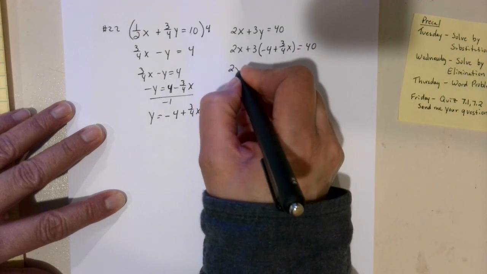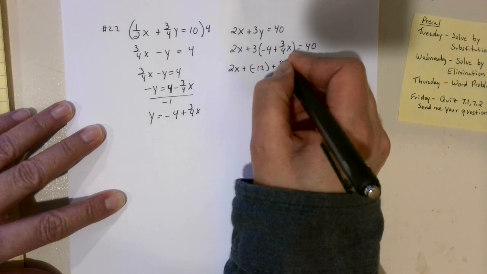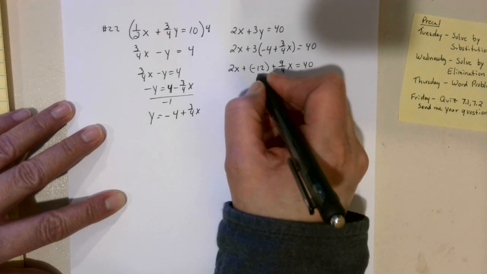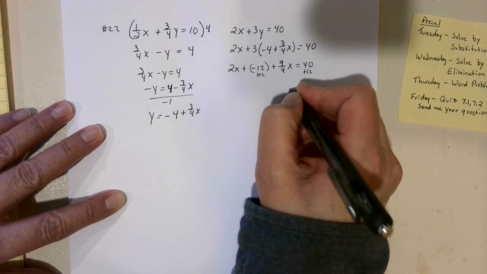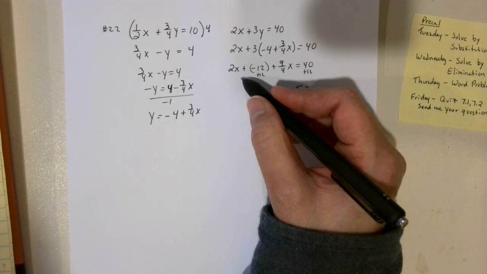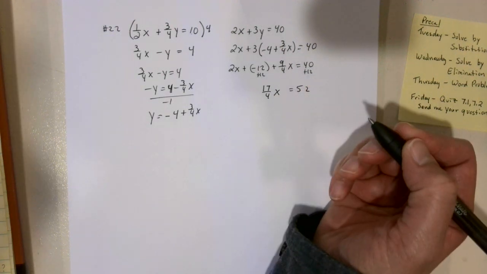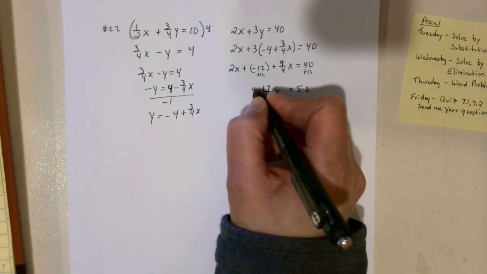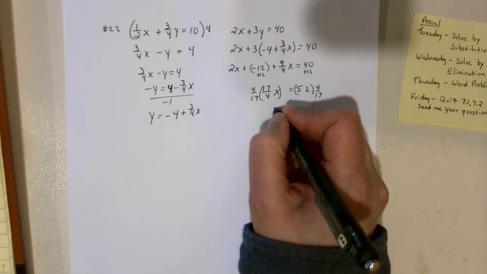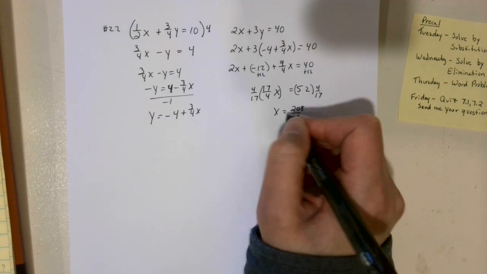I'm going to distribute the 3, so I'm going to have negative 12 plus 9/4 x equals 40. I'm going to add the 12 over to the other side and get 52. I'm going to combine 2x and 9/4 and get 17/4, and your calculator will do that for you. I'm going to multiply by the reciprocal, which is the same as dividing. And when I do that, I get this lovely answer of 208 over 17.